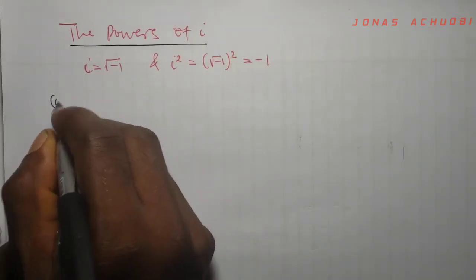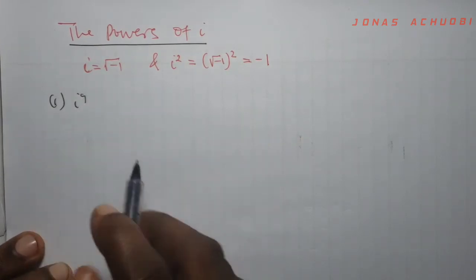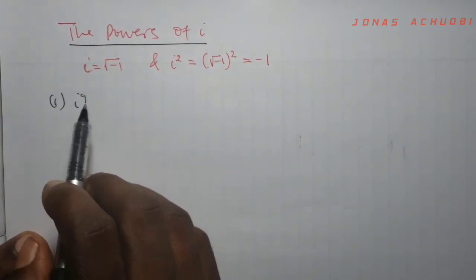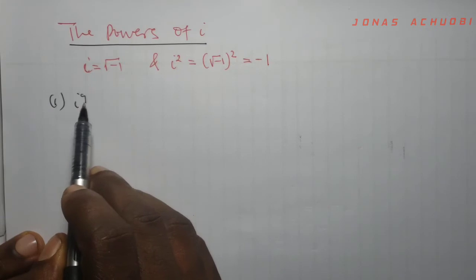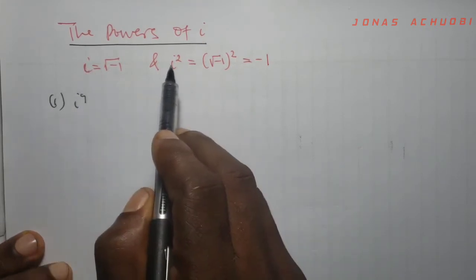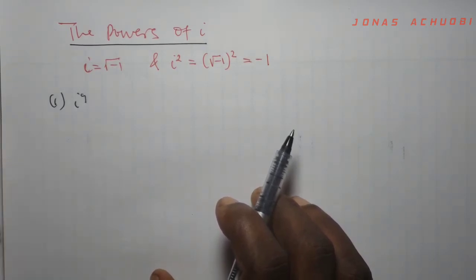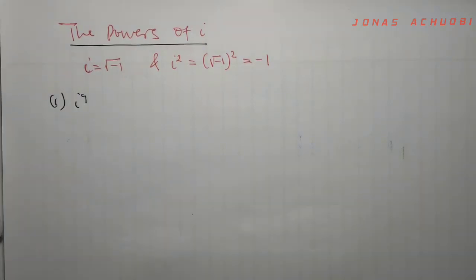Number 1, we want to evaluate i raised to the power 9. Now the way we go about this is this. We are going to express this power of i in terms of i and i raised to the power 2 only. Of course, there are other ways of doing it, but I find this method to be a little bit easier for us.